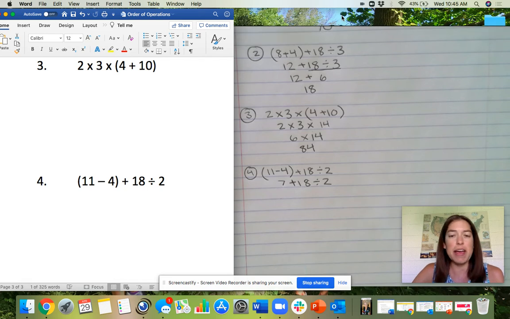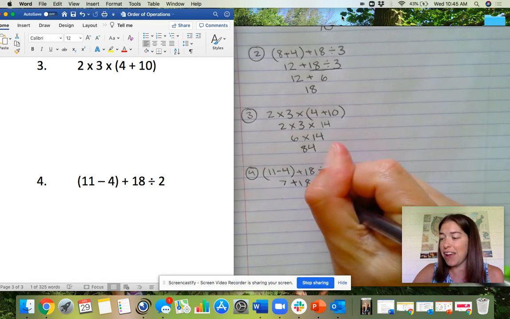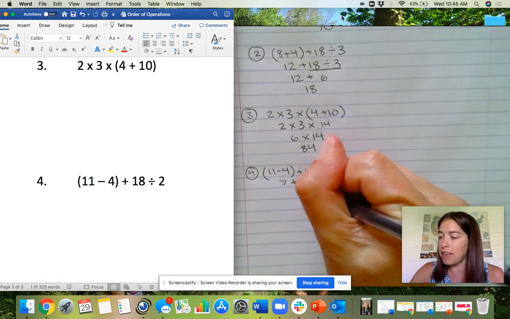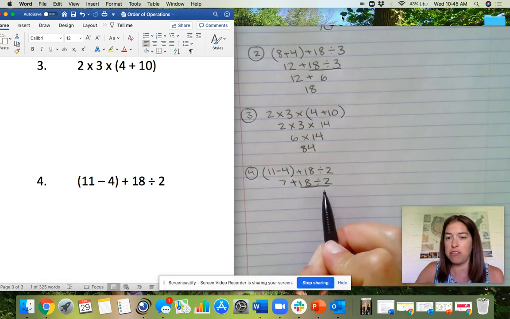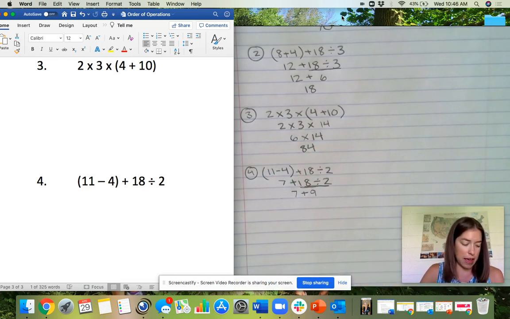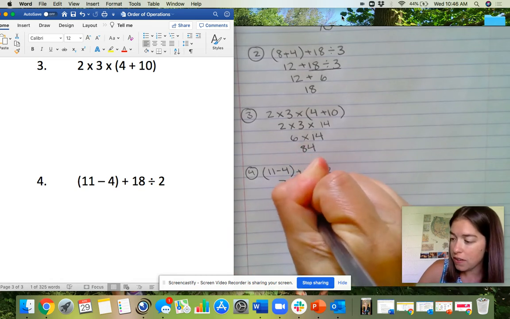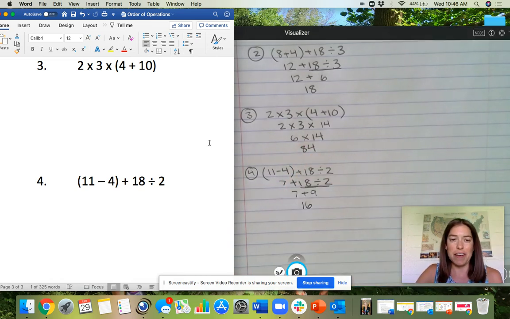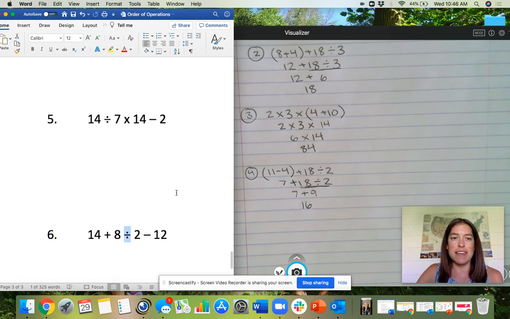So after my grouping, I don't have any exponents. I now have to check for multiplication and division. And I do have some division. I have division right here. So I have to do this before I can start to add. It's just the order we have to go in. Luckily, this makes it even easier for me because 18 divided by 2 is a nice number of 9. Copy the rest of my problem. And now I'm just left with addition. And so I get to an answer of 16. Nice work. All right, moving on to number 5.